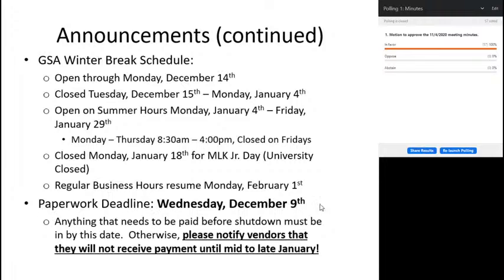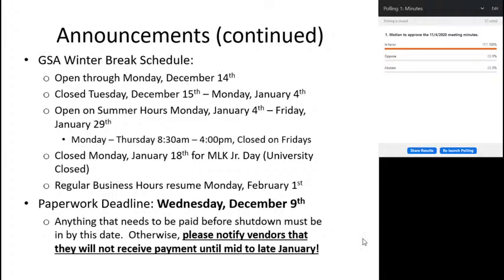Paperwork deadline Wednesday, December 9th for this semester. Anything that needs to be paid before our shutdown, from, again, the remainder of December and the first 3 days of January, needs to be in by that date.